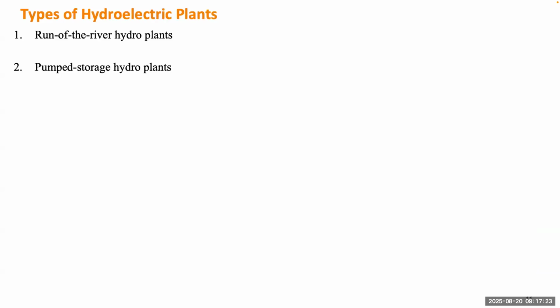We mentioned there are two types of hydroelectric plants. The first type is run-of-the-river hydro plants. The second is the pump storage hydro plant. The pump storage hydro plant is very useful for powering the peak load.